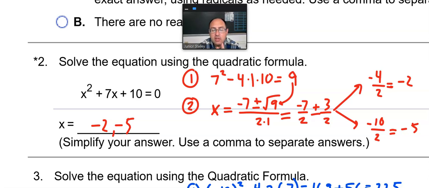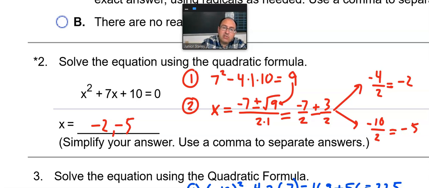But I will tell you this. You need to understand the other processes, because sometimes factoring is way faster than the quadratic formula if you know what you're doing. In fact, this particular question would be way faster with factoring if you thought about it. Maybe you should think about it.